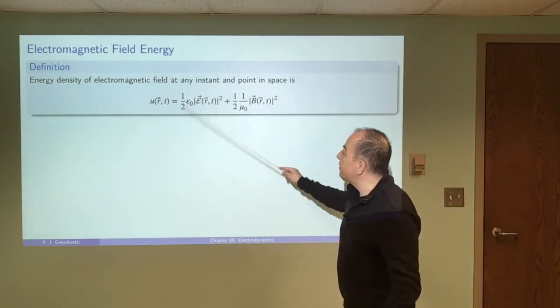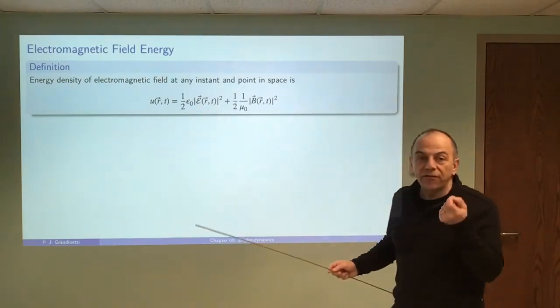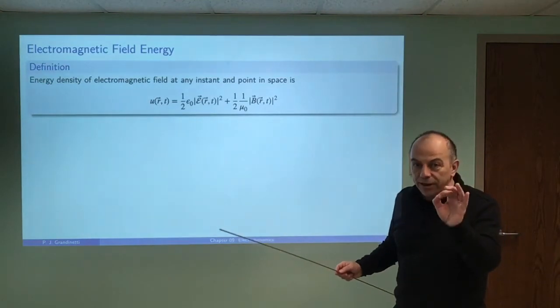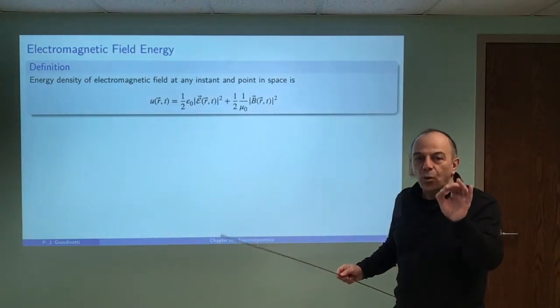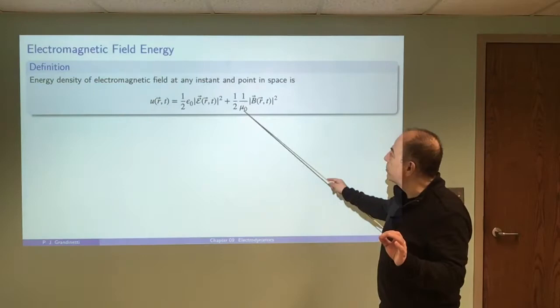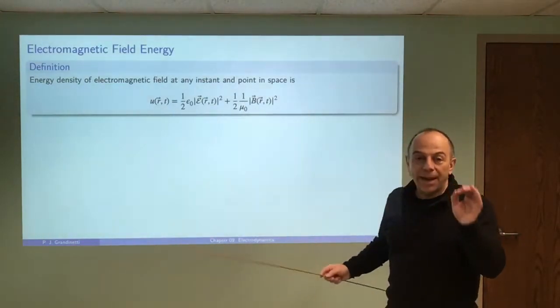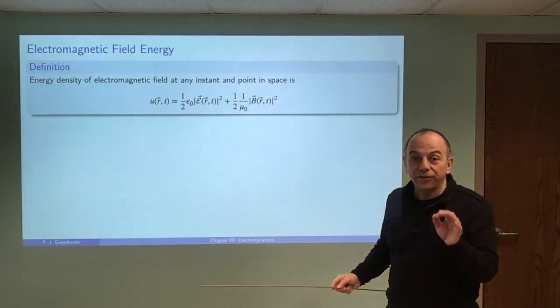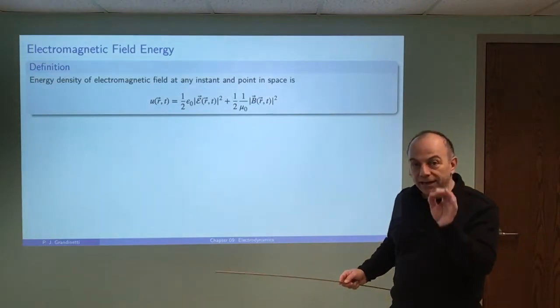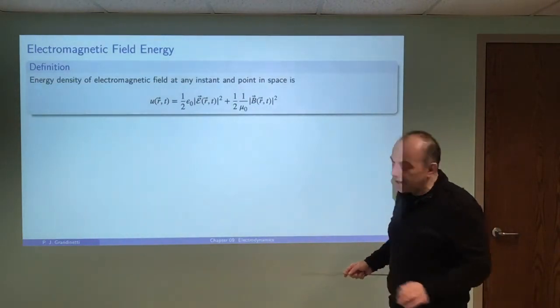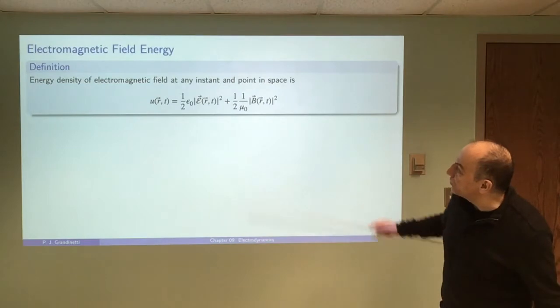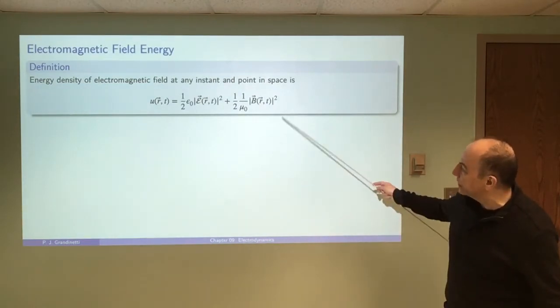It's 1/2 times the electric constant times the electric field amplitude at a given point in space and time squared, plus 1/2 times 1 over the magnetic constant times the magnetic field amplitude squared at a given point in space and time. Now that's the expression for the electromagnetic wave energy.